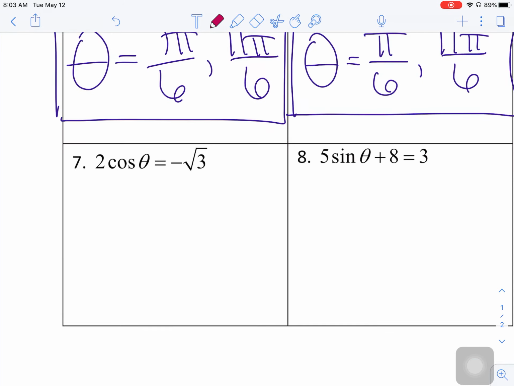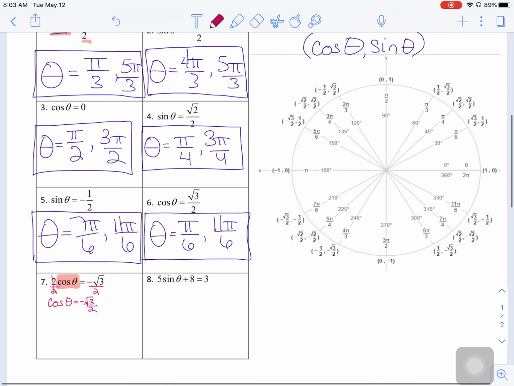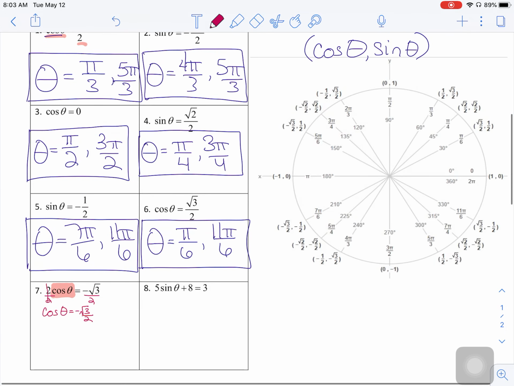So I'm going to zoom in here. And unfortunately, attached to cosine here, we have a 2. I need to unattach that 2. So I'm going to divide by 2 on both sides. And I'm going to see that cosine of theta is equal to negative root 3 over 2. And now this looks just like something we did earlier. Let me actually check and see if it is something we did earlier, and I can just steal the answers. No, it's not. Of course not.